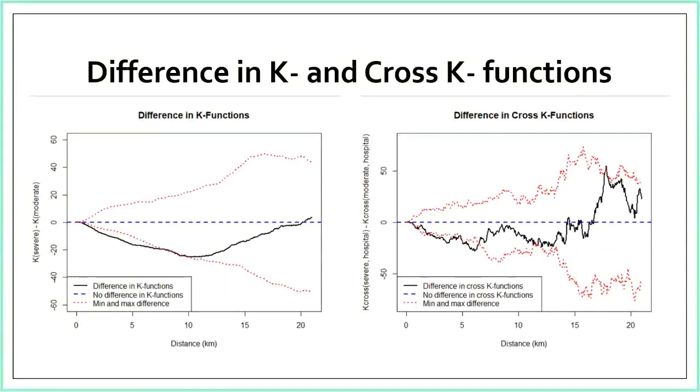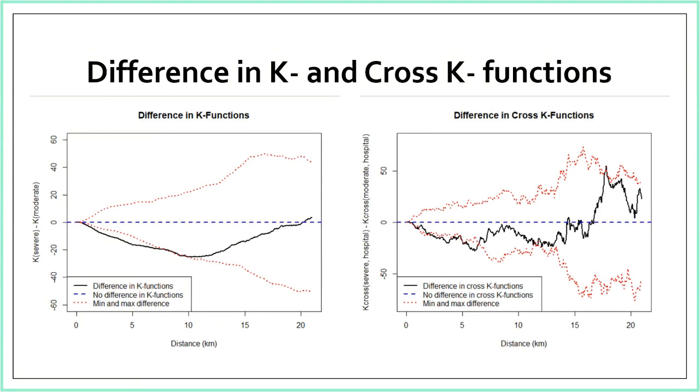So the K functions, on the left, K functions are a way to characterize small-scale spatial dependence or clustering. They are a function of distance and are individually calculated for each of the outcome groups. So here we look at the difference in K functions between severe and moderate hospitalizations, and the baseline level of clustering is set as the clustering of moderate hospitalizations.